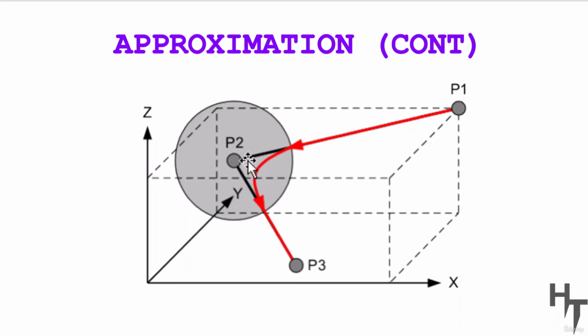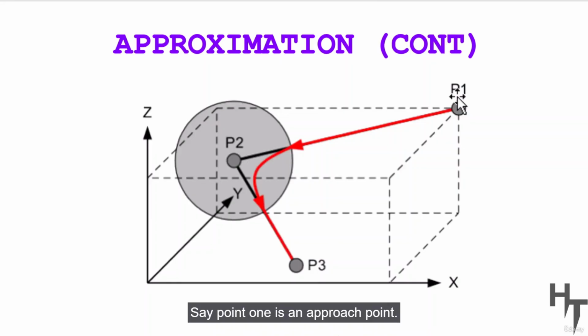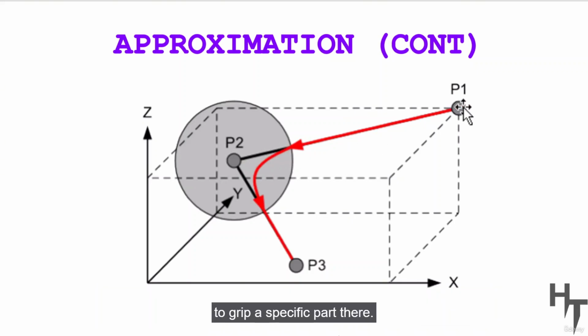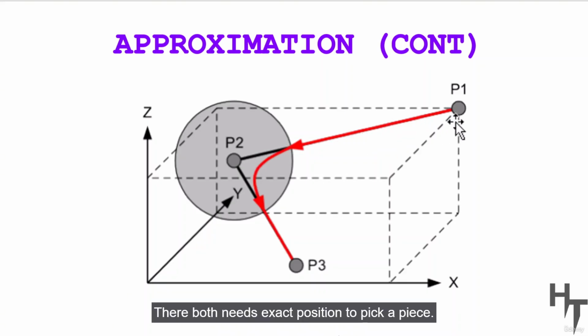point 3. Let's think practically, say point 1 is an approach point. What's an approach point? Imagine a gripper picking a part. It moves from the approach point 1 to the pickup, then goes to point 2, and at point 2 it must precisely stop to grip a specific part there, so we cannot have any shortcuts. There it needs the exact position to pick a piece.